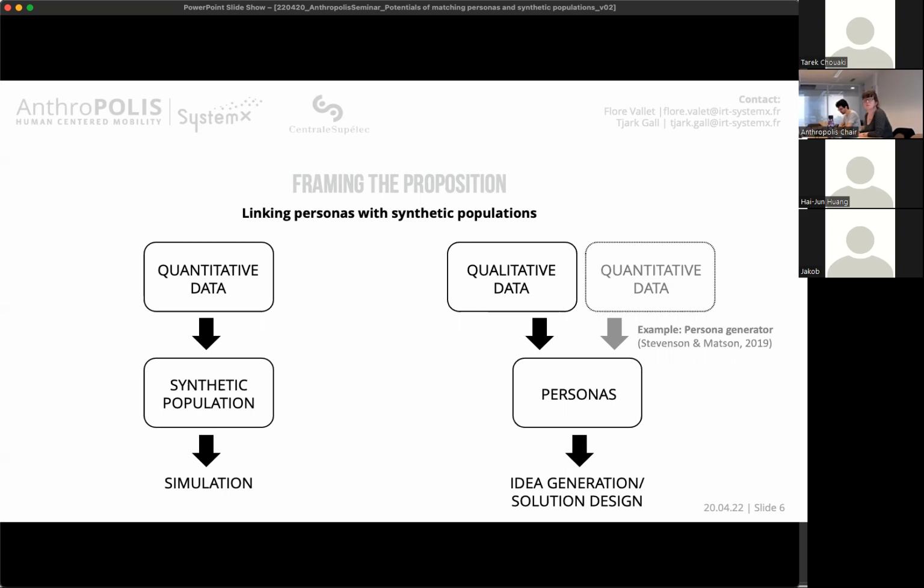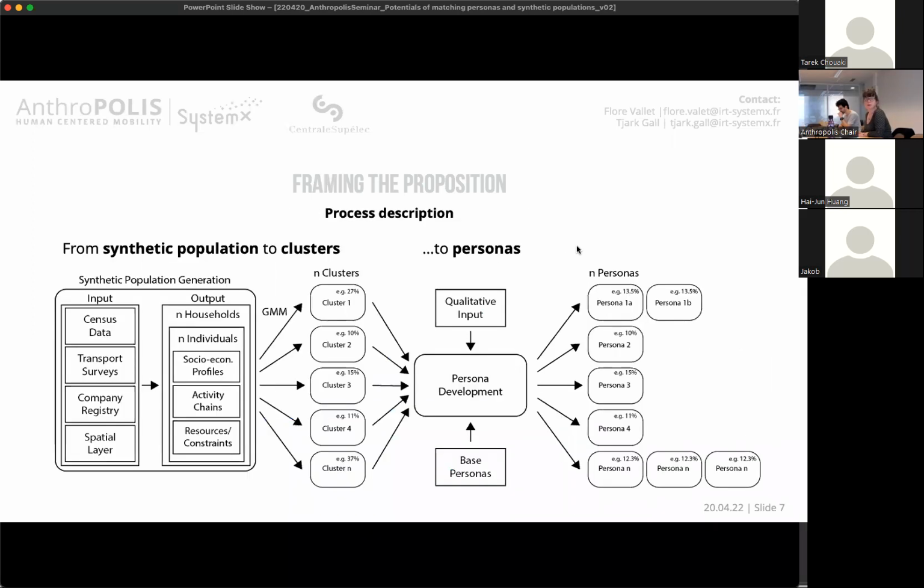interviews, and sometimes quantitative data. And basically what we want to do is try to connect them both ways here. In one way, strengthen the persona generation thanks to the population here. And the other way around, possibly inform more the synthetic population generation by some more qualitative insights from personas. So that's what we proposed here.